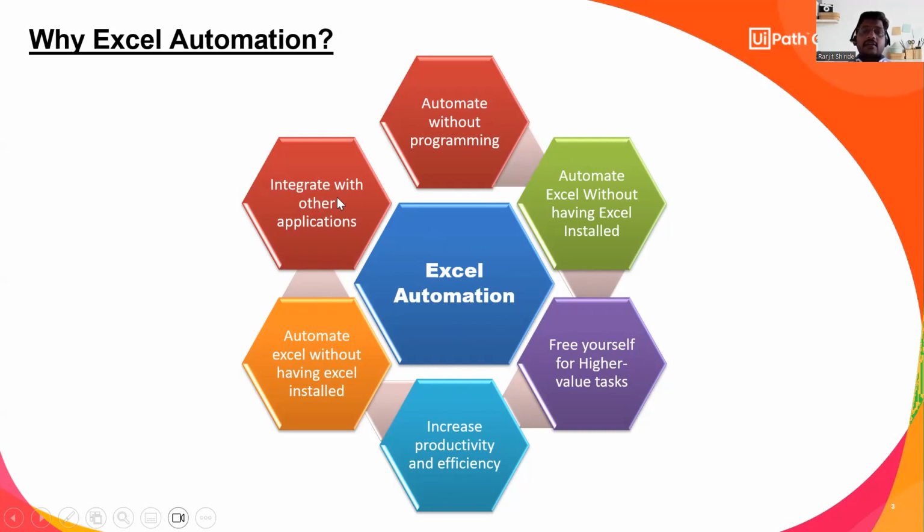Then integrate with other applications. Suppose we'll take one example. I want to fill the details of students in a web application. Suppose in my Excel there are 600 students' data available, and I want to fill that 600 students' data on a web page. It will take a lot of time, correct? With the help of RPA, we'll do that type of work within an hour. We will integrate the web application with the Excel and do the automation. So we are using Excel automation for integrating other applications.